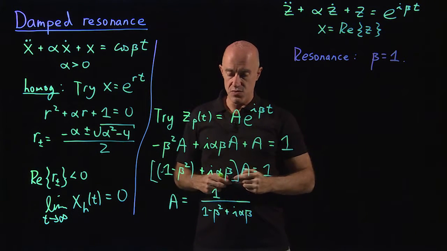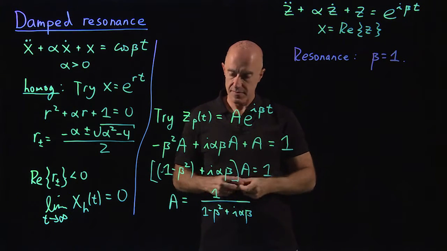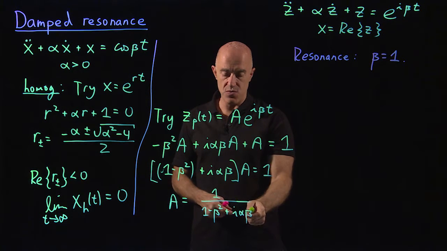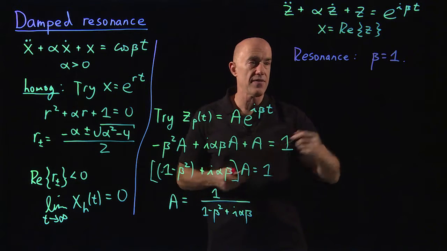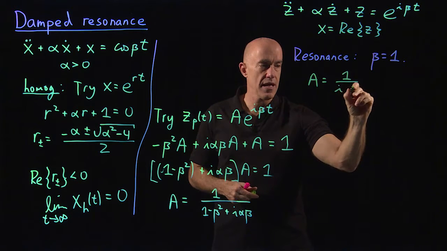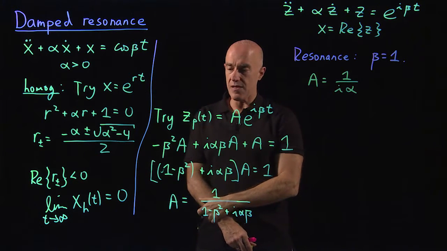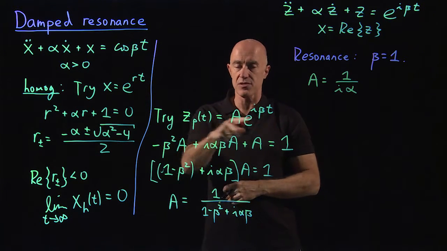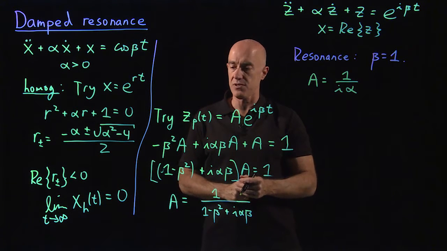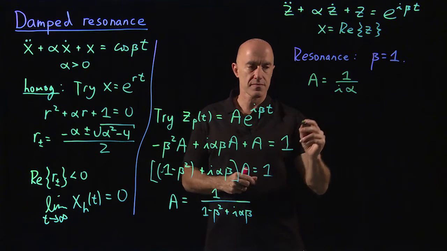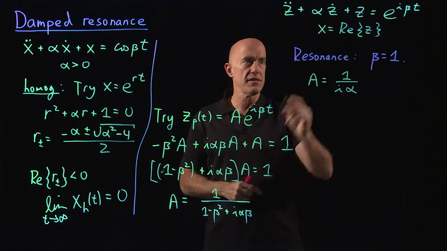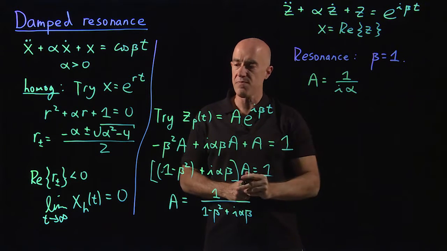And then what do we get for a? Then 1 minus beta squared becomes 0. Beta equals 1, so we have 1 over i alpha. So a equals 1 over i alpha. And then what do we find for the particular solution? So remember, the particular solution will be the long-time solution. So z_p is 1 over i alpha e to the i beta t, and x is the real part of that.